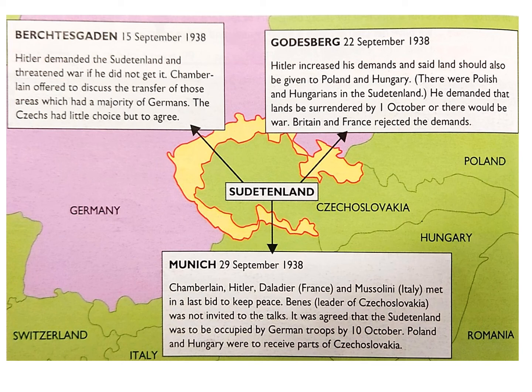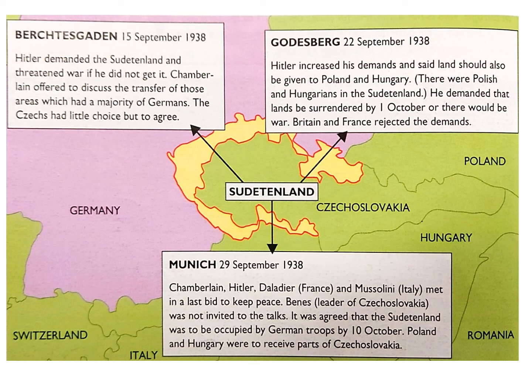22nd, Hitler increased his demands and said land should also be given to Poland and Hungary. There were Polish and Hungarians in the Sudetenland as well. He demanded that lands be surrendered by the 1st of October or there would be a war. Britain and France rejected the demands. They said no to Hitler. And finally, on the 29th of September, Chamberlain, Hitler, Daladier, who was the Prime Minister of France, and Mussolini, who was the leader of Italy, met in a last bid to keep the peace.